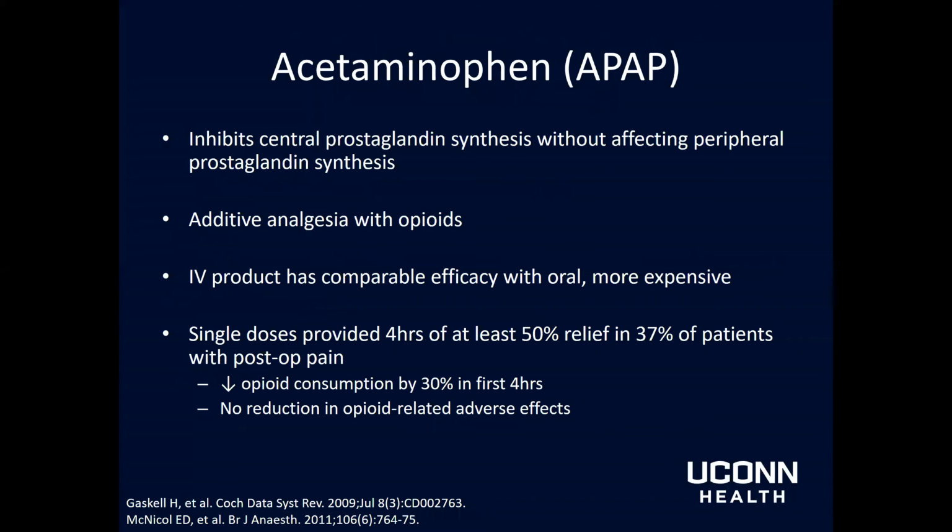So we'd be remiss if we didn't briefly discuss acetaminophen. As we all know, it inhibits central prostaglandin synthesis without affecting peripheral prostaglandin synthesis. It's really beneficial when it's used as an add-on for analgesia. There is an IV product that has comparable efficacy and outcomes with the oral formulation, but it is more expensive, so there's really no added benefit for its use over oral if oral can be taken.